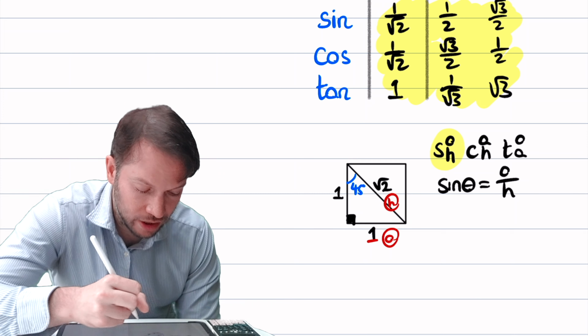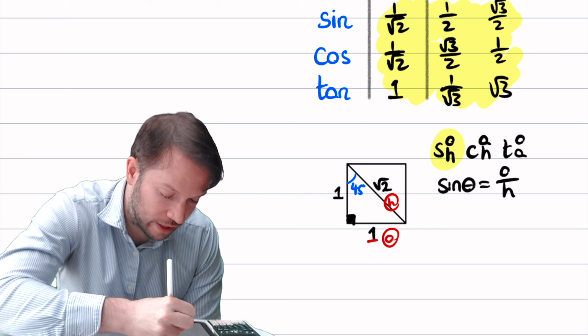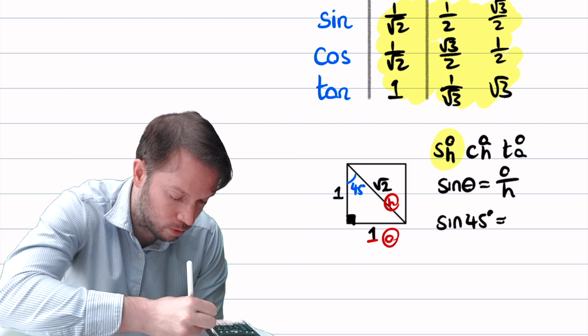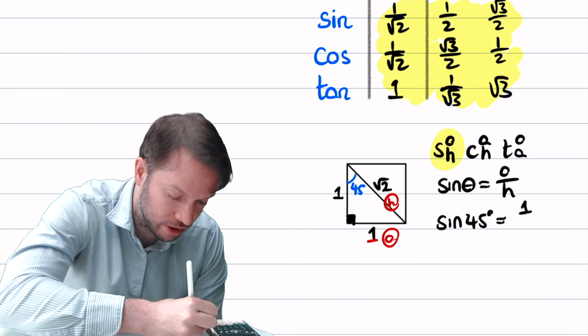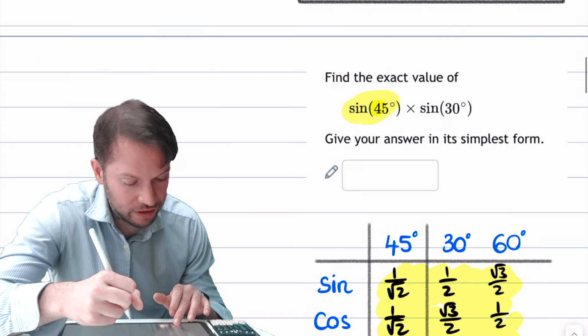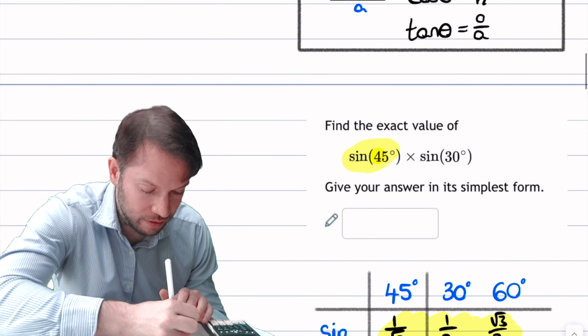which is the H. So we can see that sine of the angle of interest, 45 degrees, is equal to O, which is 1, over H, which is root 2. So we know that sine of 45 is 1 over root 2. We also need sine of 30 as well.